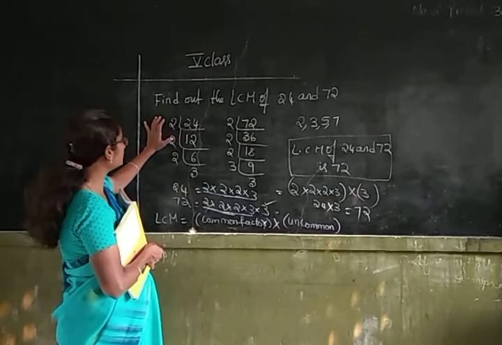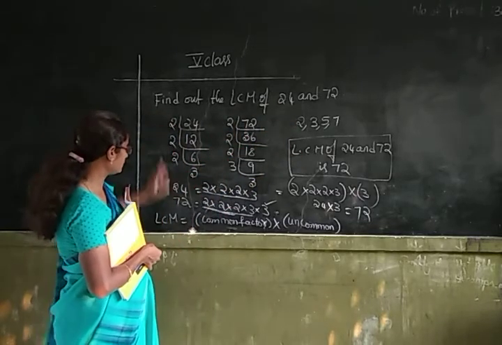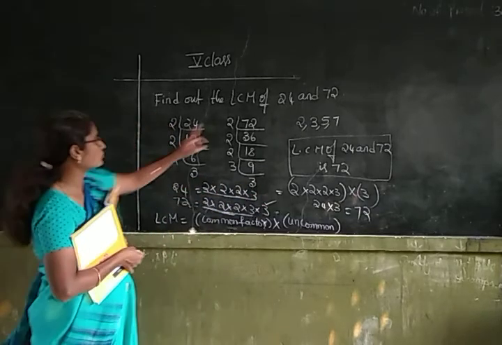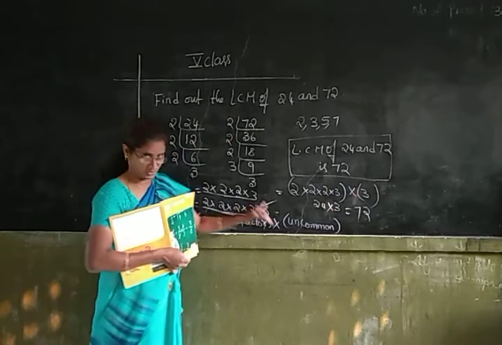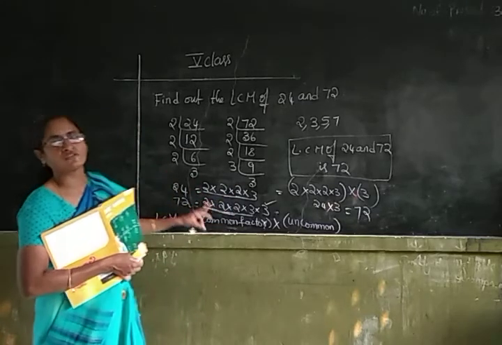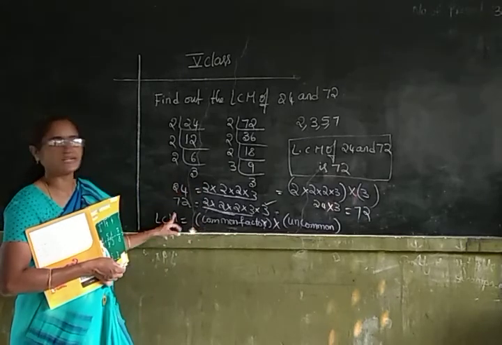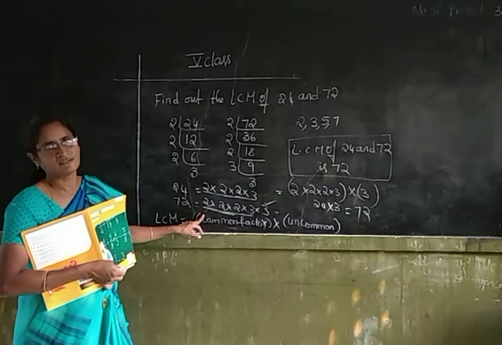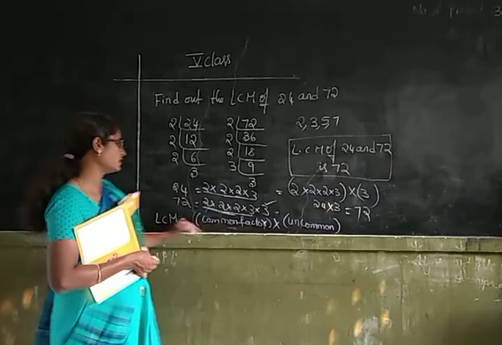First we have to find out the prime factors of the given numbers, 24 and 72. The prime factors of 24 are 2 into 2 into 2 into 3. And the prime factors of 72 are 2 into 2 into 2 into 3 into 3. After finding out the prime factors, we have to find out the common factors. Common factors means the factors which are in both the numbers 24 and 72. 2 into 2 into 2 into 3 are in both 24 and 72, so they are called the common factors. Here 3 is the uncommon factor because it is only in 72.